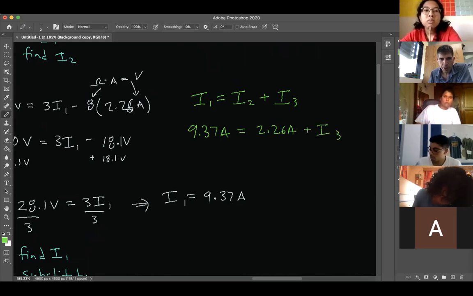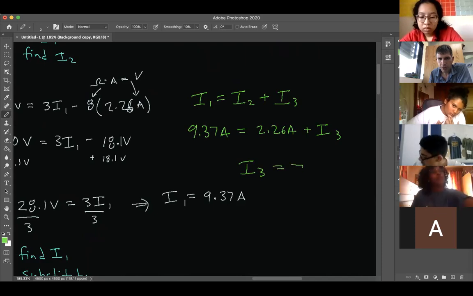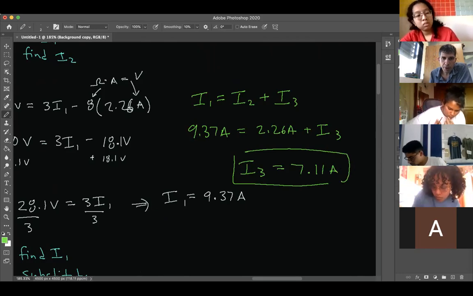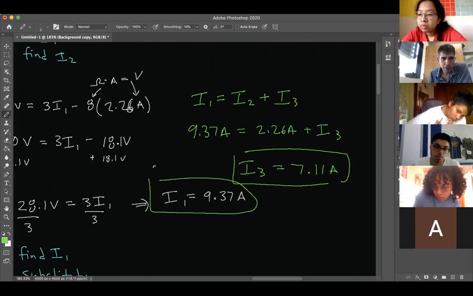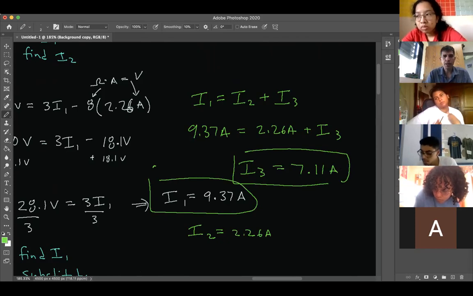So can you guys tell me what I3 is? It should be 9.37 minus 2.26. So is that like 7.11? 7.11 you said? Yep. All right, so now we know all three currents. We know current I1, and current I2 was 2.26 amps. So now we can use that to figure out the voltage drop across any of the resistors. And let me just do a quick time check here.